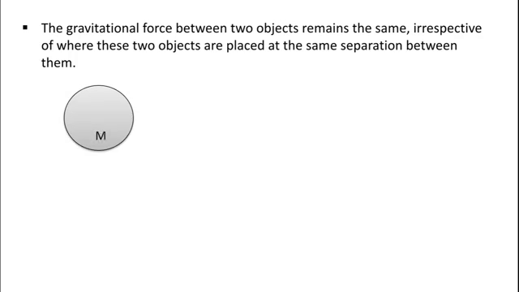Now we take one more object in front of this object. Suppose the mass of this other object is small m. And again the separation between their centers is small r. Now students, according to the universal law of gravitation, you know that whenever there are two objects separated by a certain distance, then there is a gravitational force acting between them.